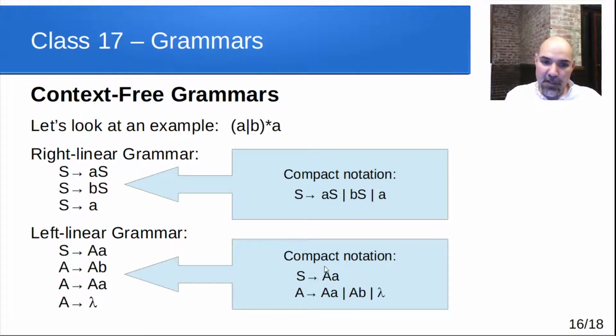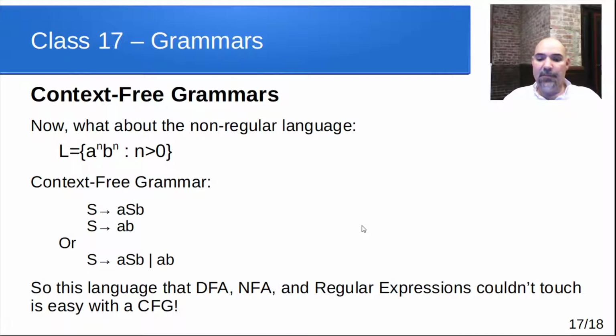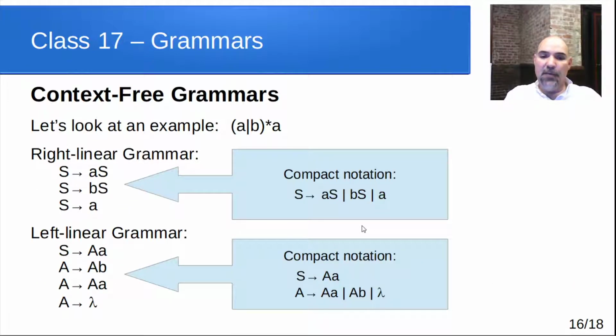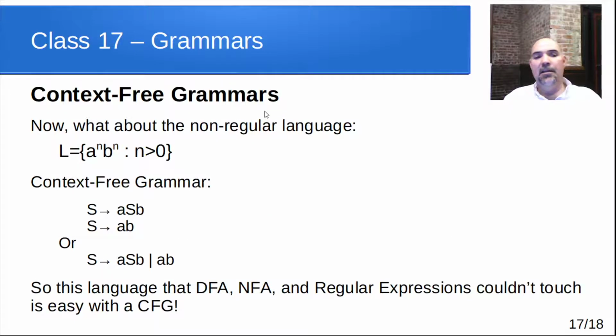And the compact notation for the one down here, notice S we couldn't combine with anything because it only has one production, but A has 3, so we can say A produces capital A, capital AB, and or lambda. And that compact notation we're going to see again later. Now, so that was a regular grammar, or 2 regular grammars that define that regular language A or B star followed by A, that regular expression we have there. Now, what about non-regular languages?